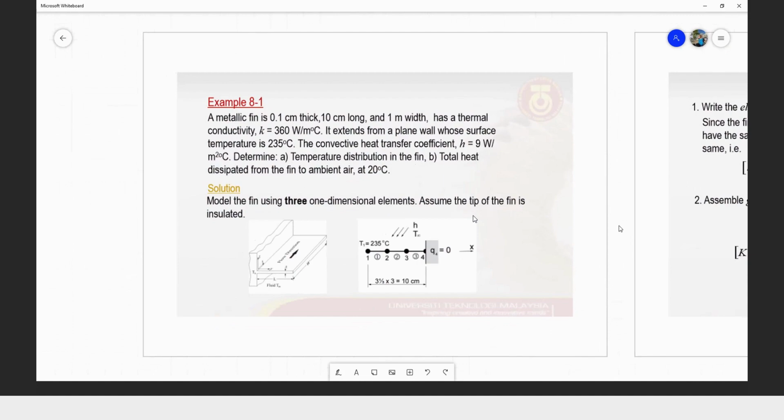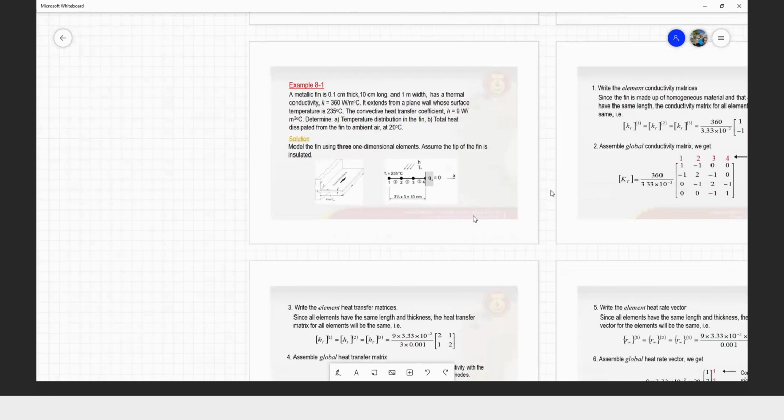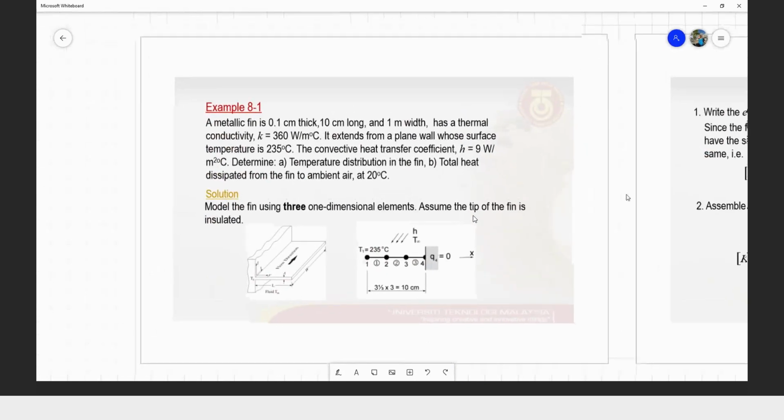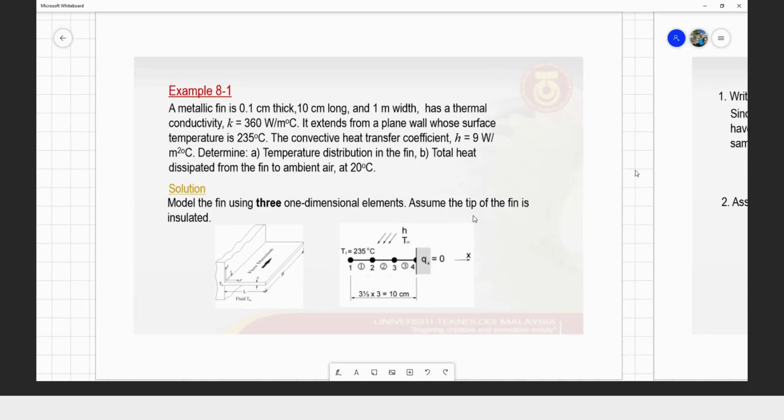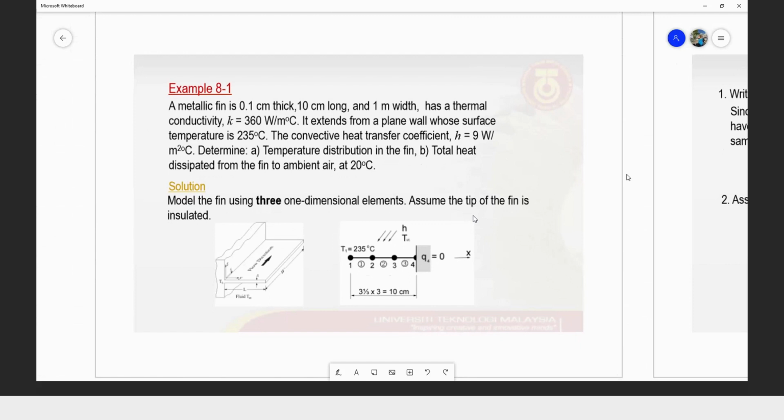We're done with the theoretical part, and then this is just an example. Let's look at the example. Alright, let's say we have a metallic fin. It is given a thickness of 0.1 cm, a length of 10 cm, and a width of 1 meter. You have to be very careful with these terms, the length and width.